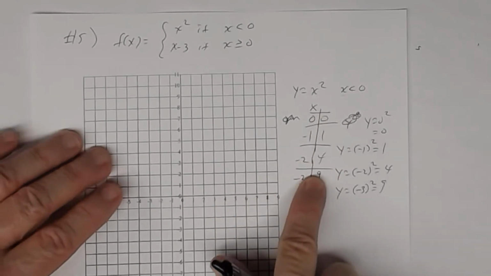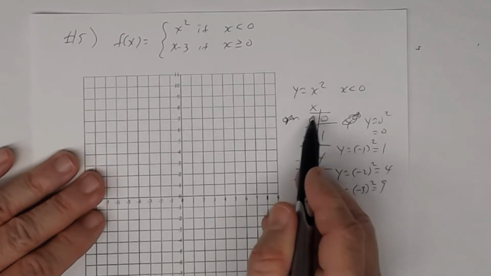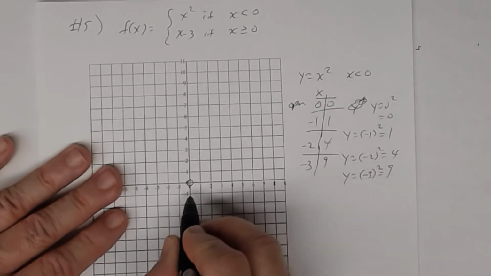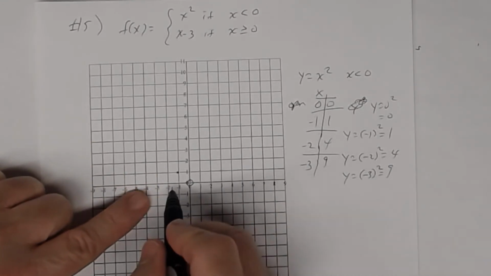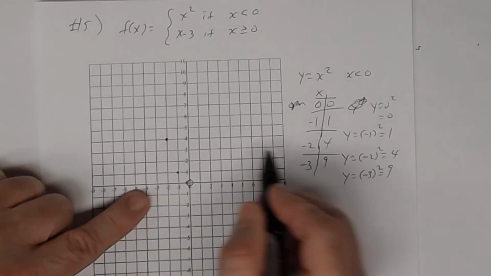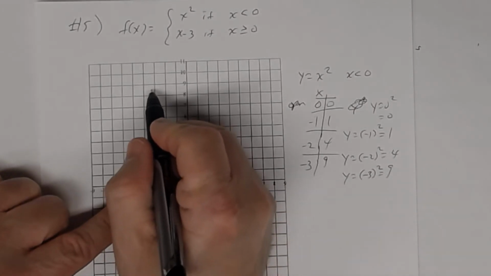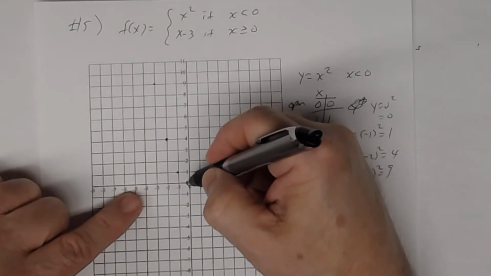All right, so let's plot those points and see what we get. So open circle here, right? Make sure you put an open circle at the origin, just like this. And then negative 1, 1; negative 2, 4; negative 3, 9. And there's your part of the problem.